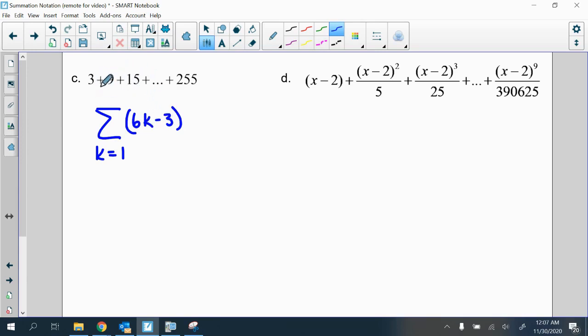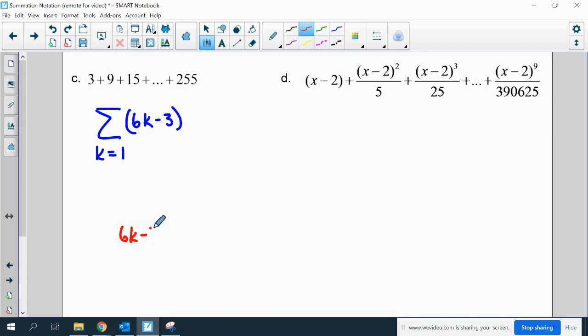And then I would have to figure out how many terms there are up here. And that's something that we learned in the arithmetic sequence video. And what we would do is we would take 6k minus 3 and set that equal to our last term, and then see what value of k would actually make that work. So 6k equals 258, and then when I divide by 6, I get k equals 43. So it's k equals 1 to 43 of 6k minus 3.